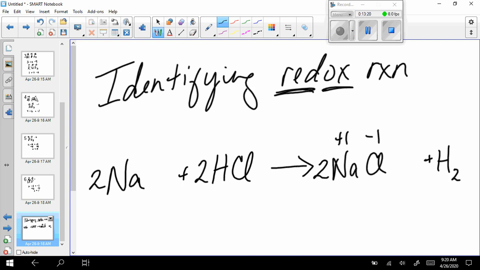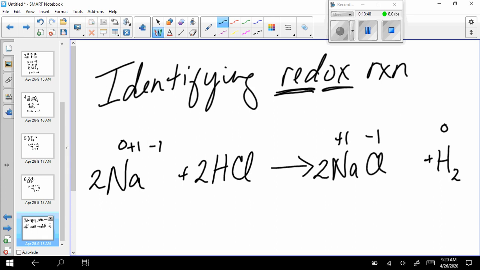My next step is that I have to assign oxidation numbers to everybody. So Na is alone, so it's 0. H2 is alone, so it's 0. I like putting the zeros on first. I actually already did it over here with the +1 and the -1 because that's how I figured out the compound that would be formed in this reaction. So now I just go back to H and Cl, and H was a +1 and Cl was a -1.